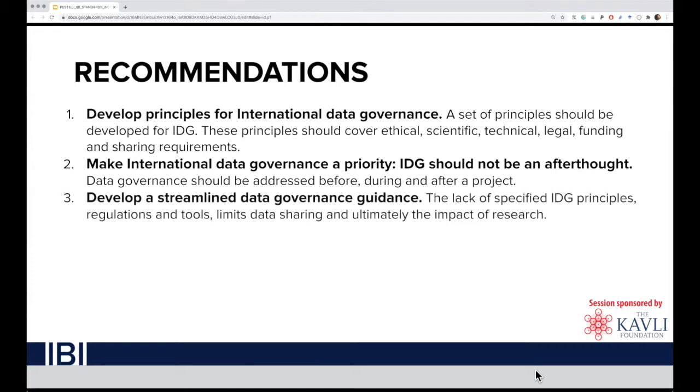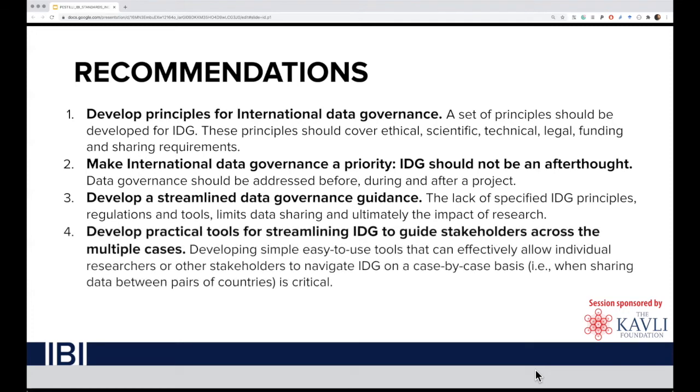We propose the need to develop a streamlined data governance guidance. Lack of principles and regulation and tools can really impact research, so we need to develop a guidance document that can help all the stakeholders to take actions. More specifically, we need practical tools that can validate projects and can validate methods and approaches to sharing data on a case-by-case basis. For example, sharing data between the US and Japan, or sharing data between Germany and the UK, etc.